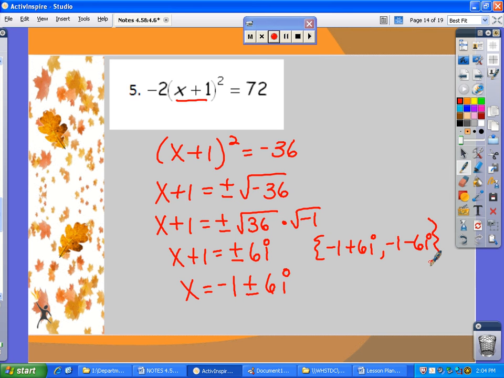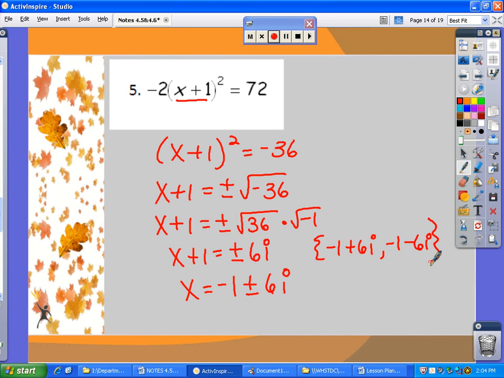So we can get integer answers, we can get irrational answers, we can get complex answers with these kinds of problems. And if you're not sure what kind of answer you're going to get, graph it. If it doesn't touch the x-axis, then it's going to have an imaginary or complex answer.